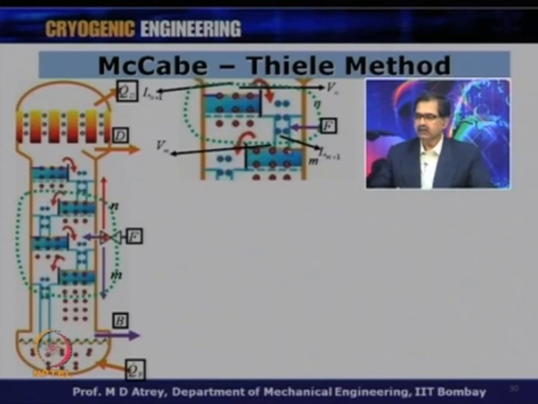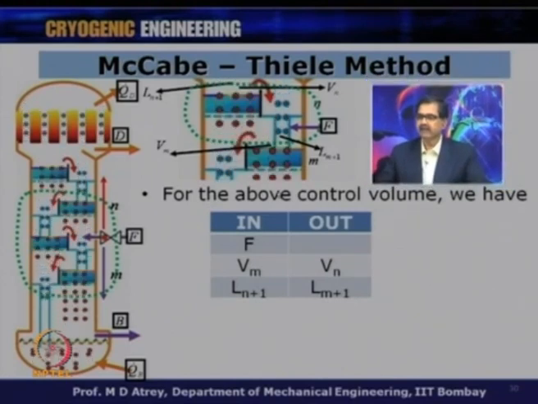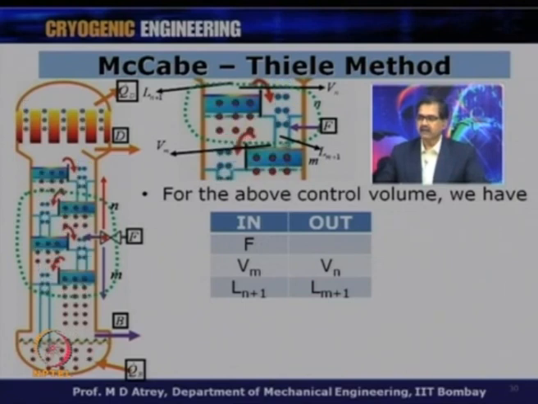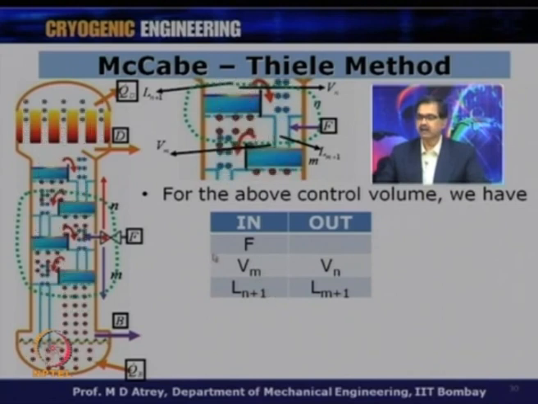So, what is coming in the control volume and what is leaving the control volume? Have a look at this. In the above control volume, what is in is the feed inlet, which is F. What is entering from this Mth plate is Vm, all right, and also what is entering from the top here is Ln plus 1. This is the Nth plate. What is entering this Nth plate is Ln plus 1 liquid. So, F, Vm and Ln plus 1 are entering the control volume. And what are leaving the control volume?